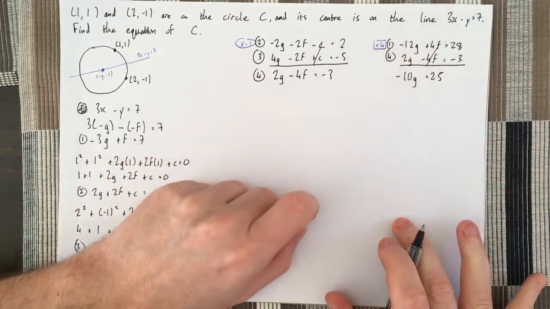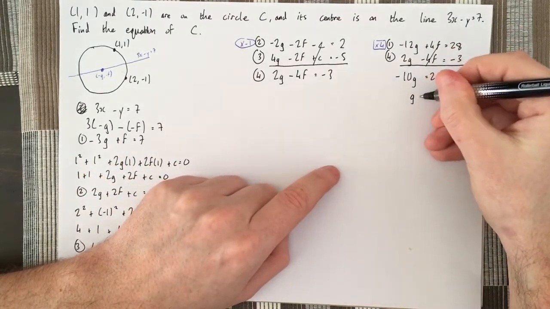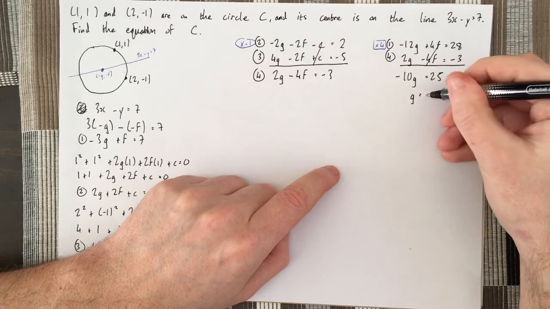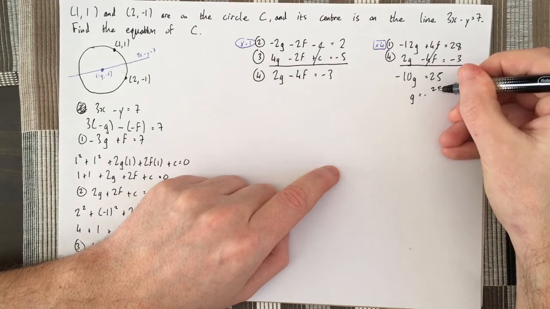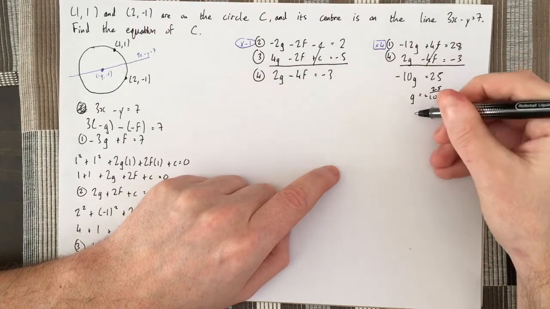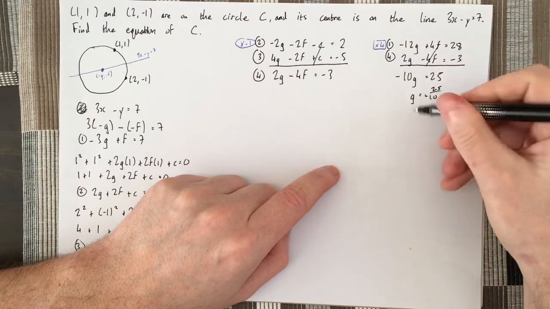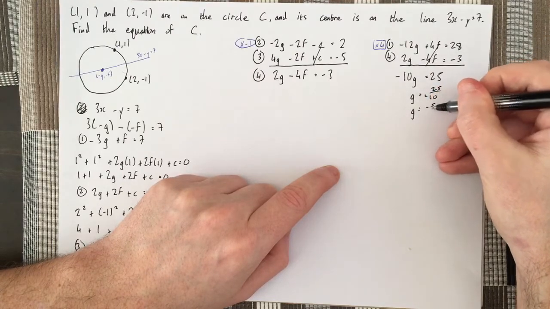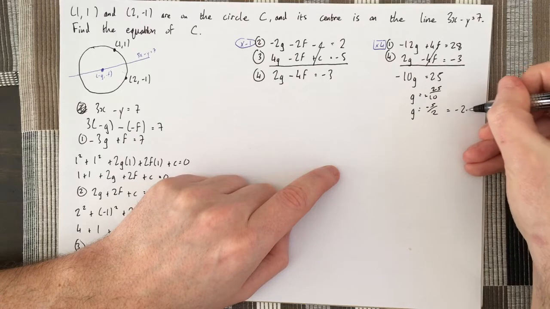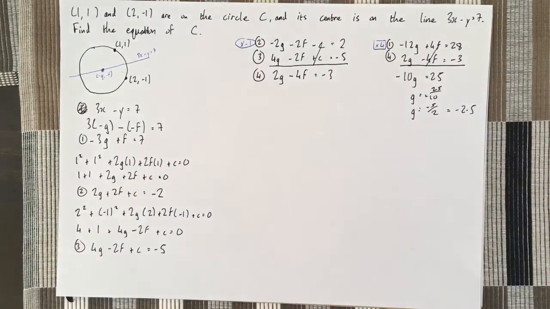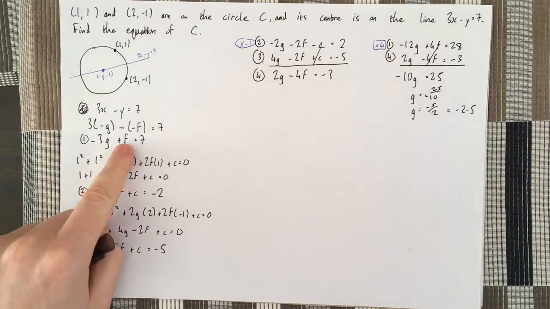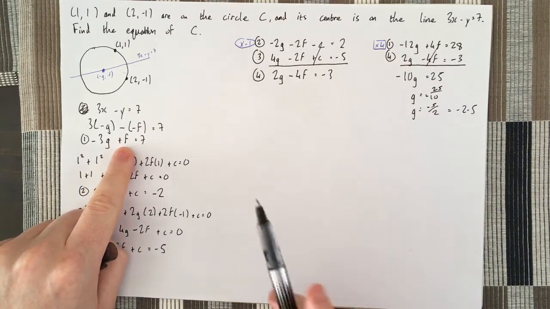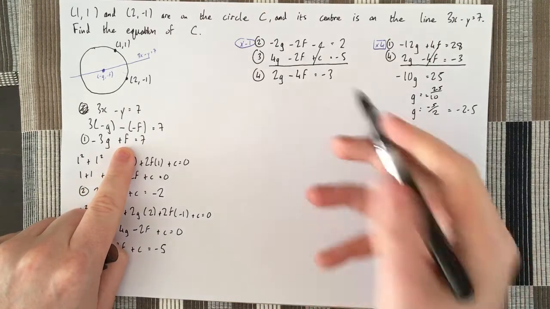So minus 10g is 25, so g is equal to 25 over minus 10. So it is equal to minus 5 over 2 or minus 2.5, whichever is going to be easier to deal with. All right, so work out f then. I think the easiest way to work out f will be to go back to equation 1, because it just has f on its own.